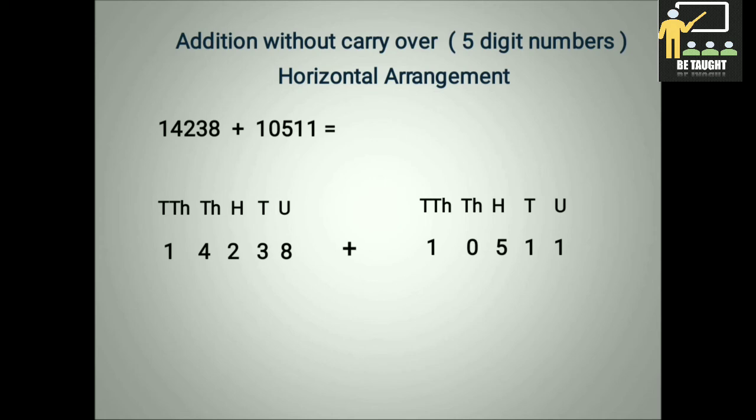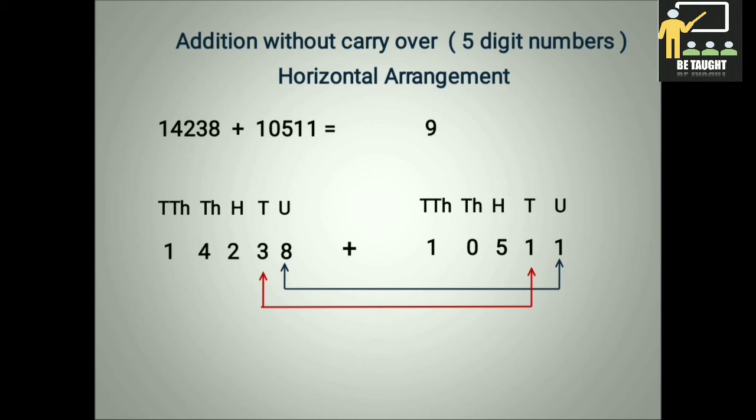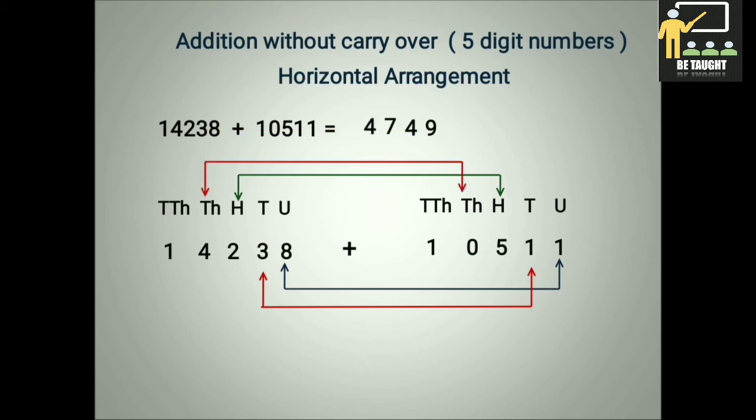8 plus 1 is equal to 9. Tens place, 3 plus 1 is equal to 4. Hundreds place, 2 plus 5 is equal to 7. Thousands place, 4 plus 0 is equal to 4. 10,000s place, 1 plus 1 is equal to 2. So when we add 14,238 plus 10,511, we get the answer 24,749.